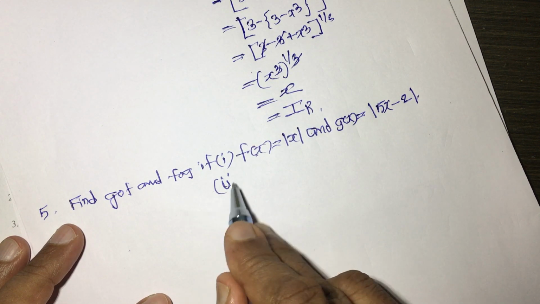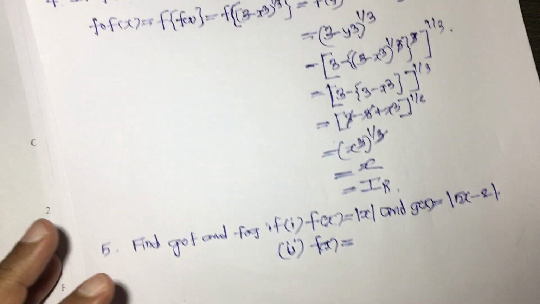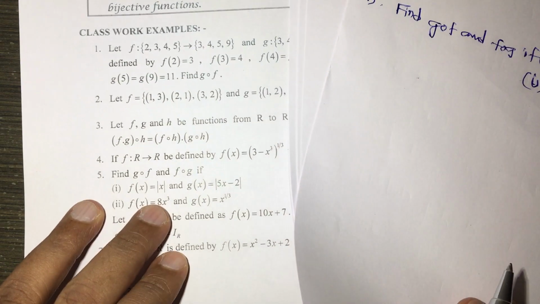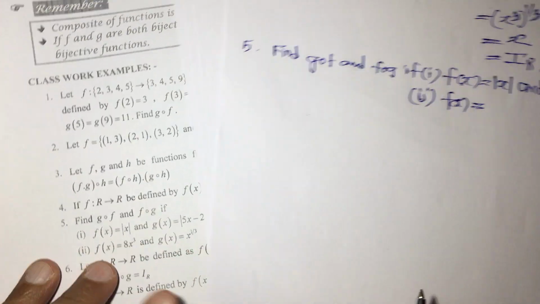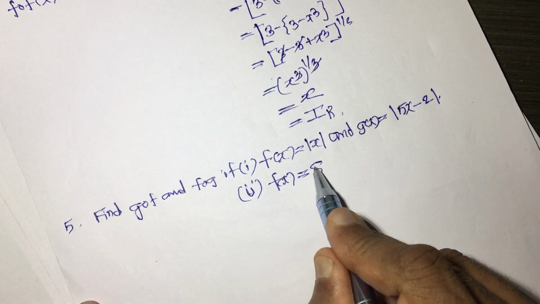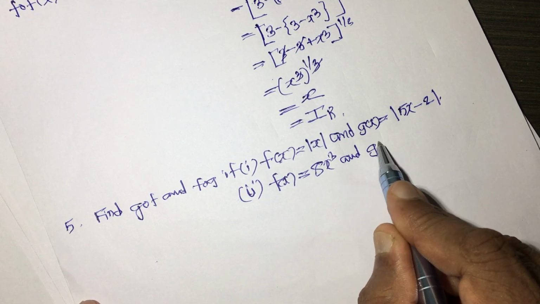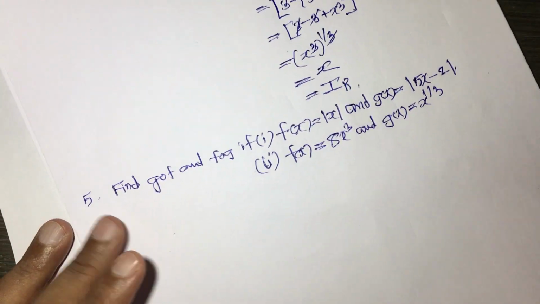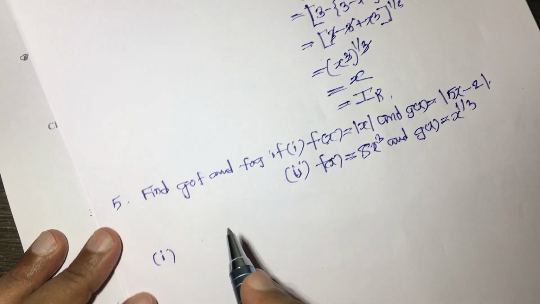and second one is f of x equal to 8x cube, and g of x is x raised to 1 by 3. So, I take the first example. First, f composite g we shall find out.